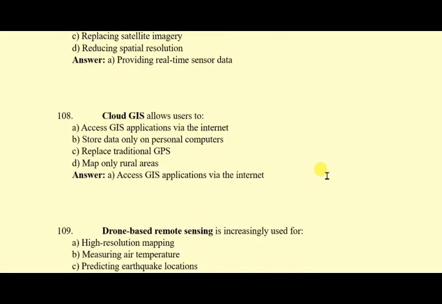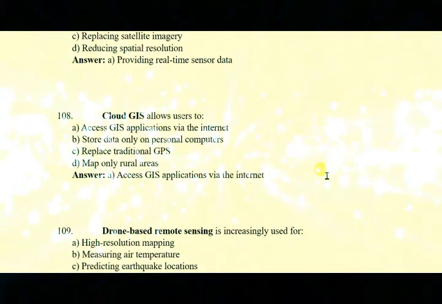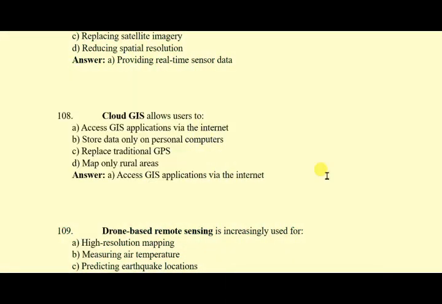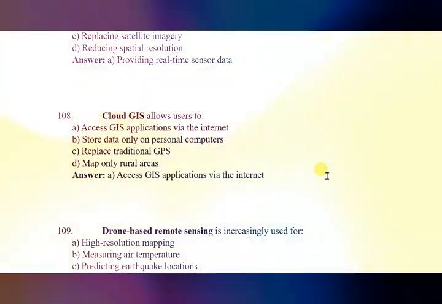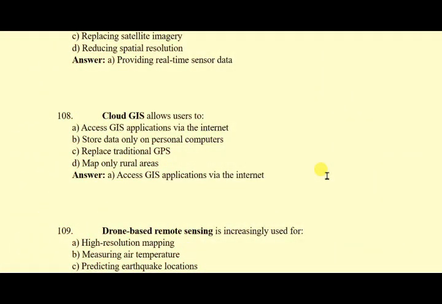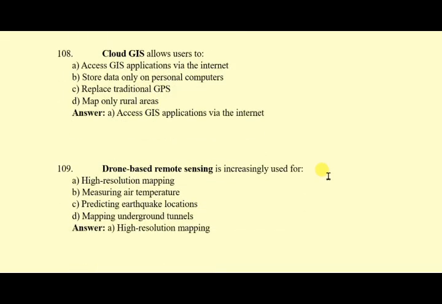108. Cloud GIS refers to allowing users to access GIS applications via the internet, store data only on personal computers, replace traditional GPS, map only rural areas. The right answer is access GIS applications via the internet. The example is Google Earth Engine.